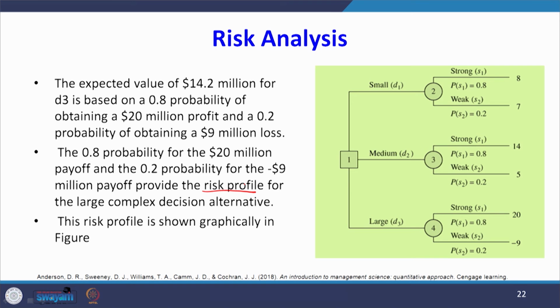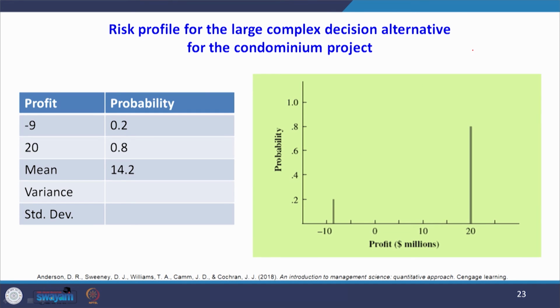So, what is the risk profile? On the x axis I am going to write the payoff, on the y axis I am going to write the probability. So, minus 9 with 0.2 and 20 with 0.8. So, this is nothing but my risk profile. Now, look at the risk profile on the right hand side.